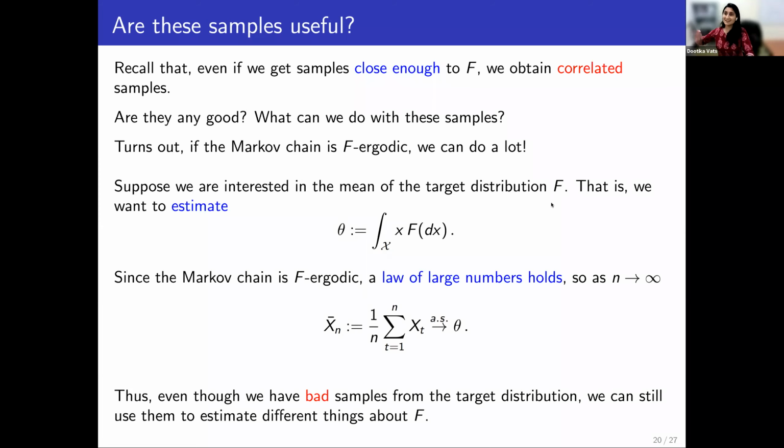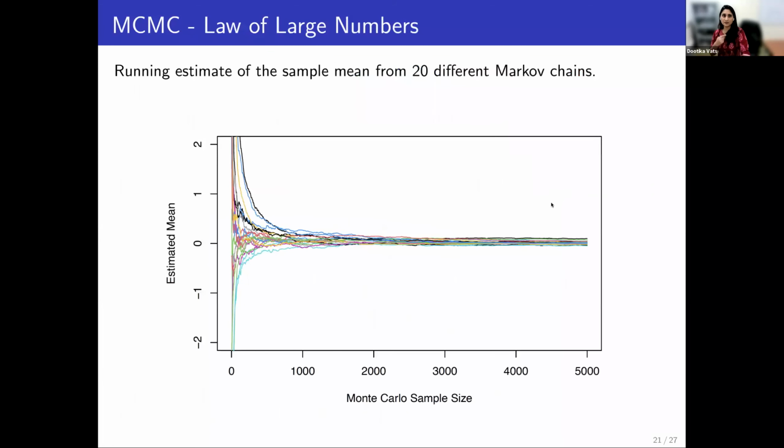Thus, even though we have bad samples from the target, which are correlated and only approximately from F, magic still exists. And I can see that visually. Here, I run 20 Markov chains, and I draw the running estimate of the sample mean as a function of my Monte Carlo sample size, n. In the beginning, they're highly variable and all over the place because there are not a lot of samples, and there's some bias as well. As I keep going with more and more samples, I see the law of large numbers kicking in. I'm converging to 0, which is the mean of my target distribution.